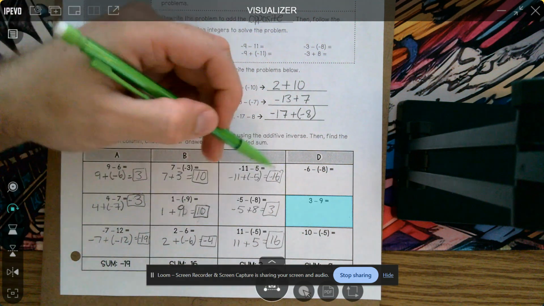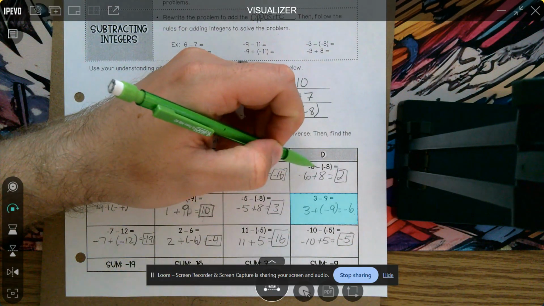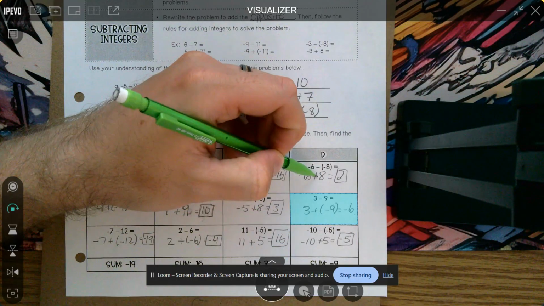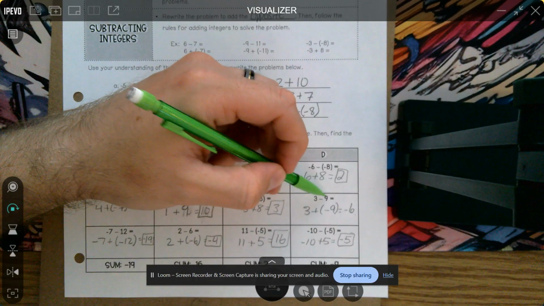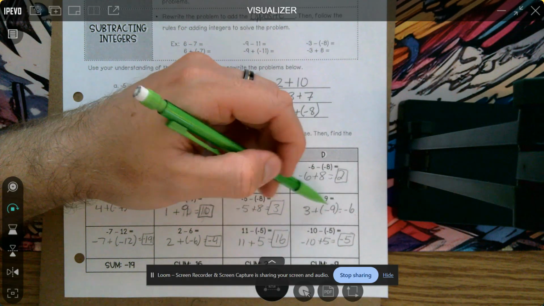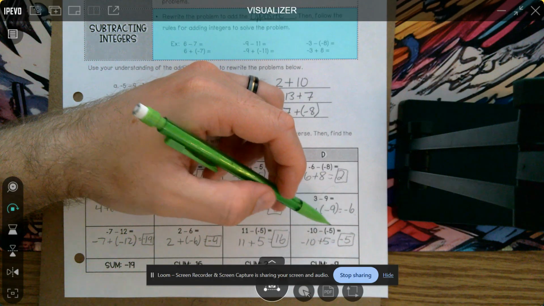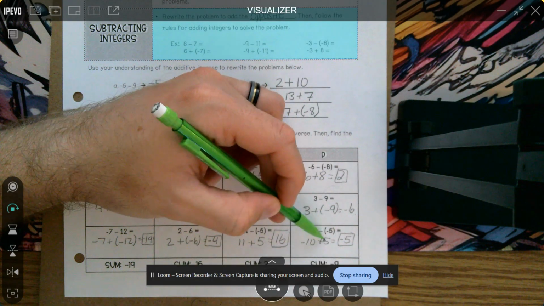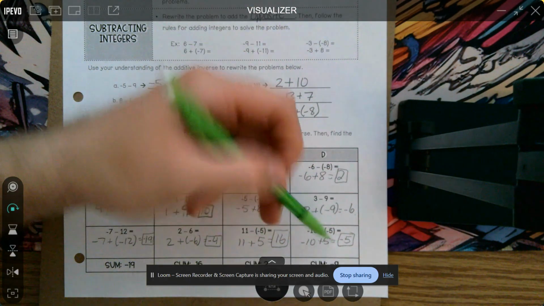You do column D. First one, -6 minus -8 becomes -6 plus 8, which becomes +2. 3 minus 9 becomes 3 plus -9. Subtract them, and you get -6 because the 9 is bigger and it's negative. Last one, -10 minus -5 becomes -10 plus 5. Different signs, subtract. Take the sign of the bigger number, and you get -5 as your answer.